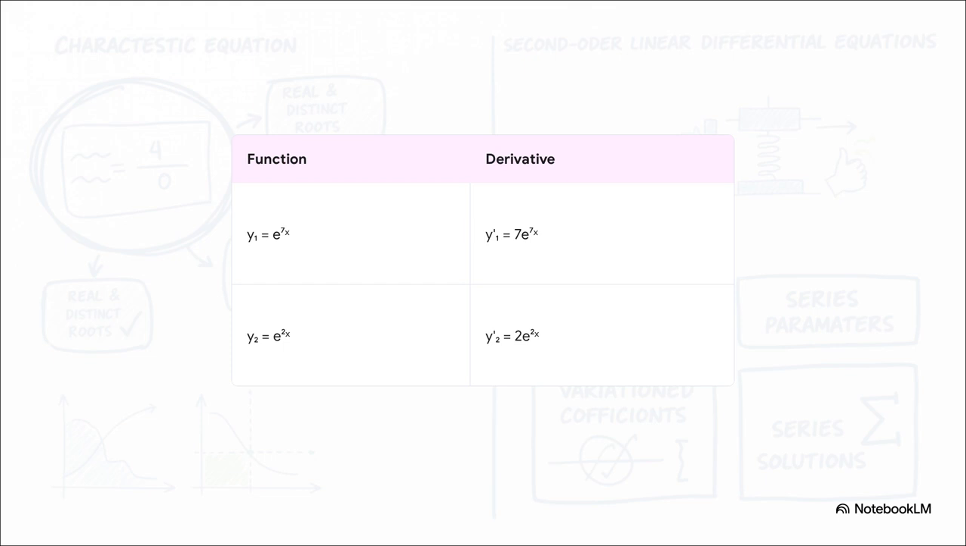Then we plug them into the Wronskian formula, y1 times y2 prime minus y2 times y1 prime. The result we get is negative 5e to the 9x. Now, since that expression can never, ever be 0, the Wronskian test confirms it for us. These two solutions are linearly independent. We are good to go.